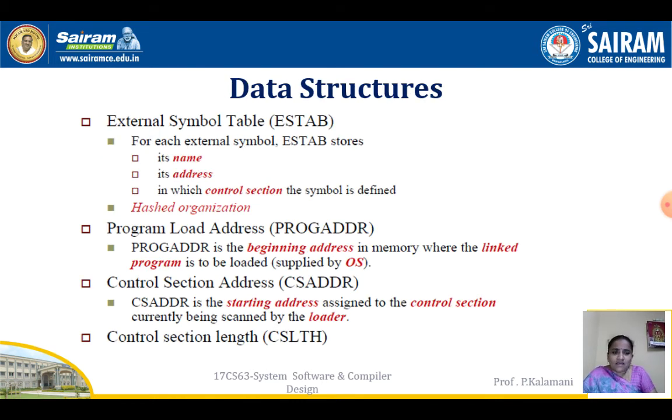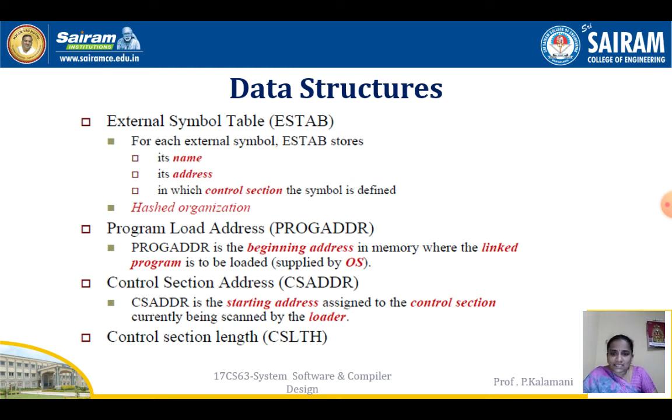Now we will see the data structures used by the pass 1 and pass 2 algorithms of the linking loader. The pass 1 and pass 2 algorithms in detail we will see in another section. First, the data structures. The main data structure used in a linking loader is the external symbol table. We know the symbol table is constructed during assembler pass 1, with the symbol name, its attributes and its address or value.